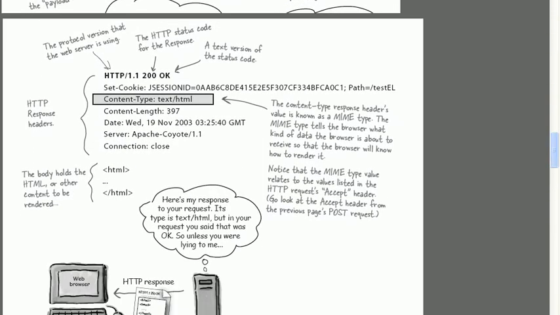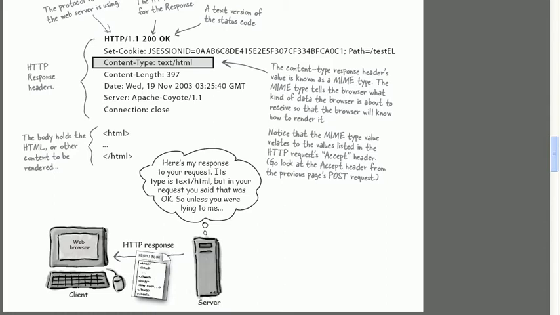This is how a response looks like. It has again the protocol and the version and the status of the request, the HTTP status code for the response, and a text version of the status code, and content type is sent to the browser, so the browser could render the response in a proper format, right? So these belong to HTTP response headers, and the body holds the actual content.